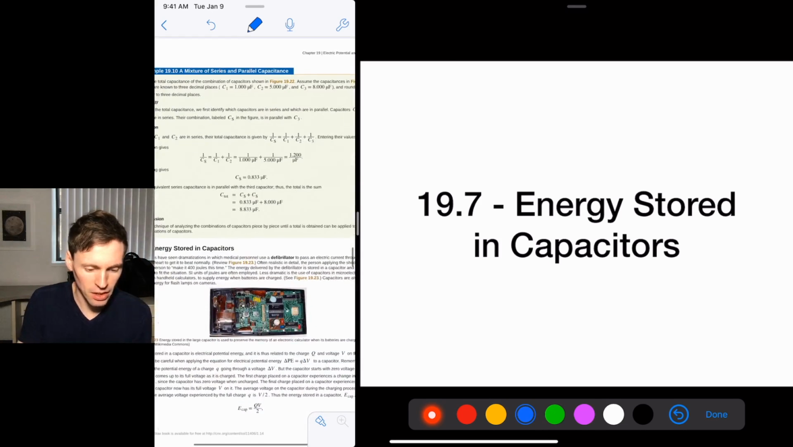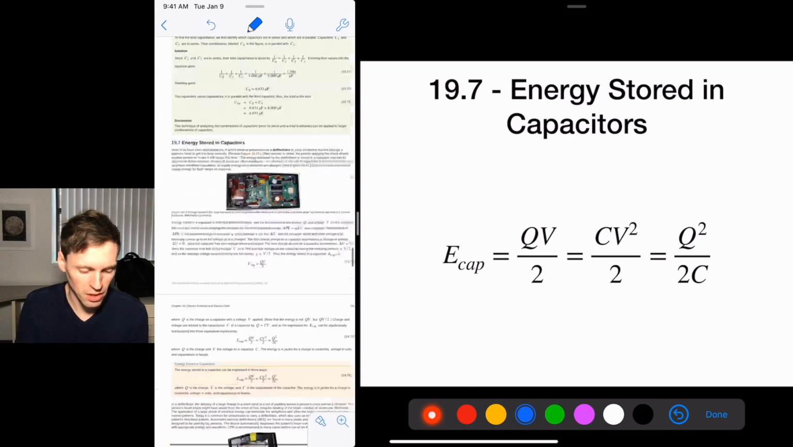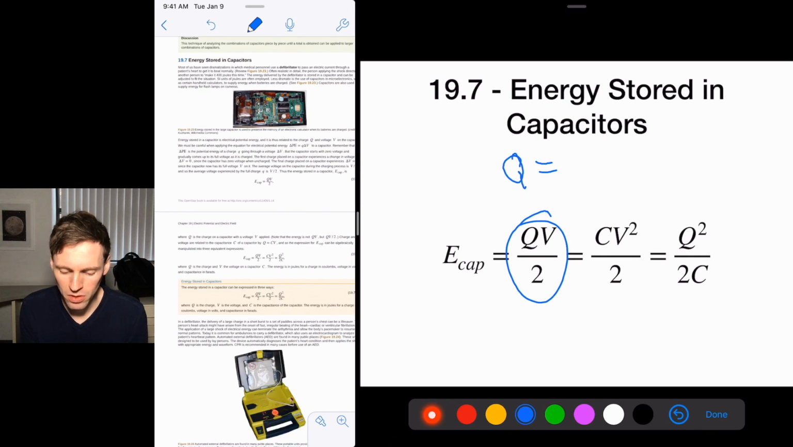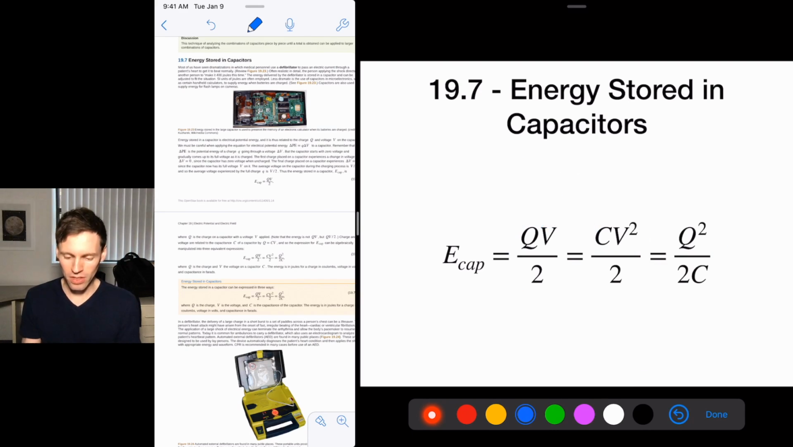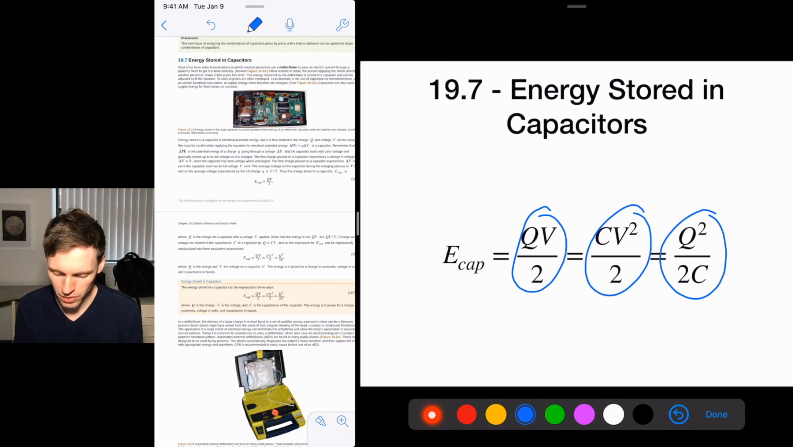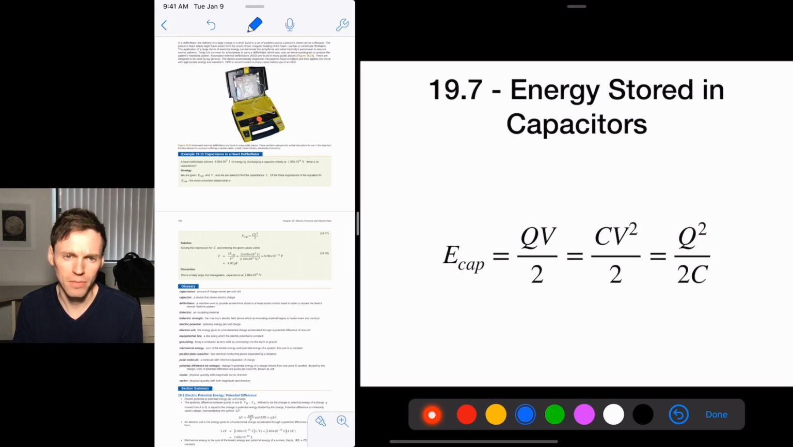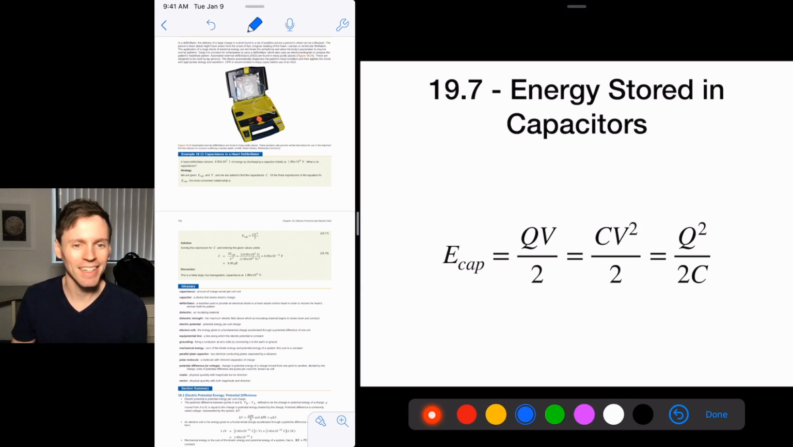All right, energy stored in a capacitor. This is straightforward. The energy stored in a capacitor is just QV over 2. Then remember that Q is equal to CV, so you can replace that in there and you get CV squared over 2. And then again, you can replace the V with Q over C, and you get this form. So these are all identical forms. Depending on the problem, they could tell you the voltage, or the capacitance, or the charge. Any of those would work, and all of these equations are equivalent. It just depends on your problem. Okay, that's it. That's all we got.